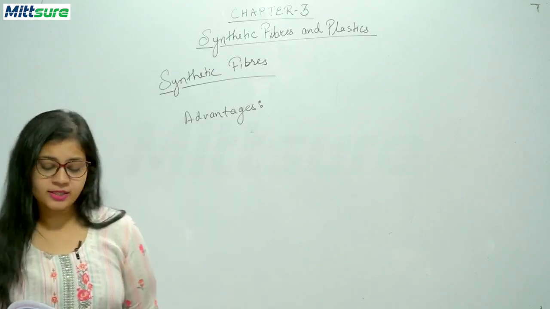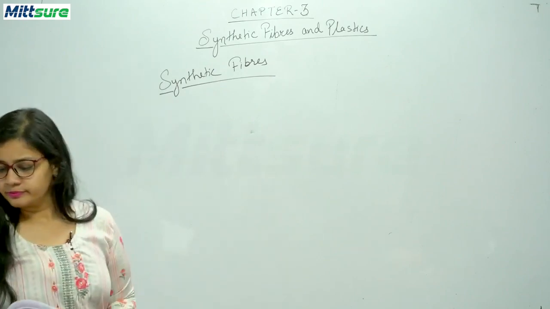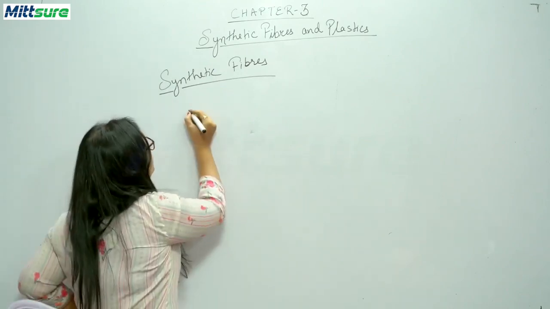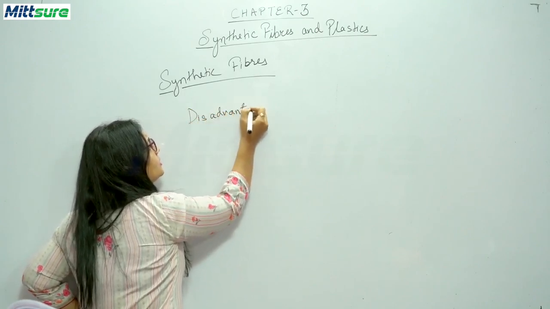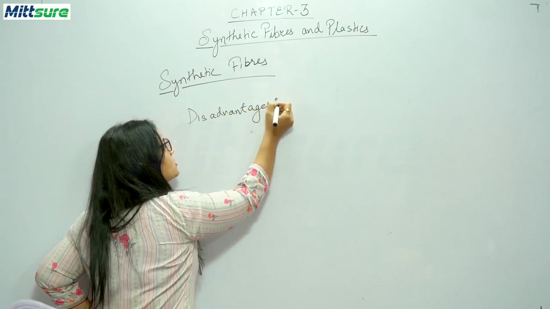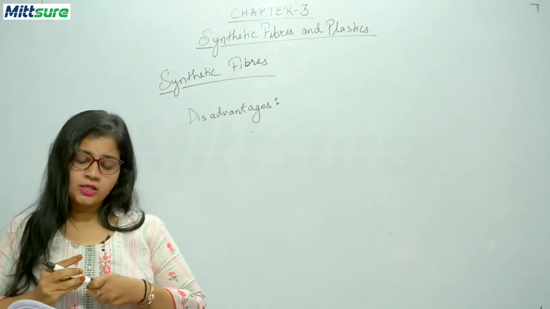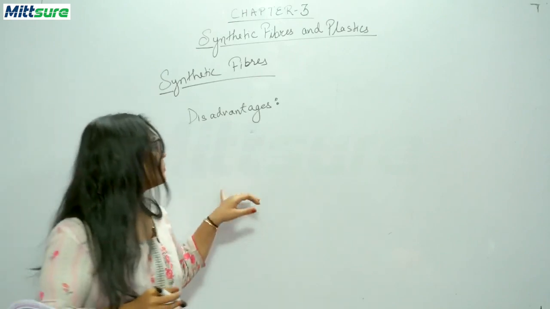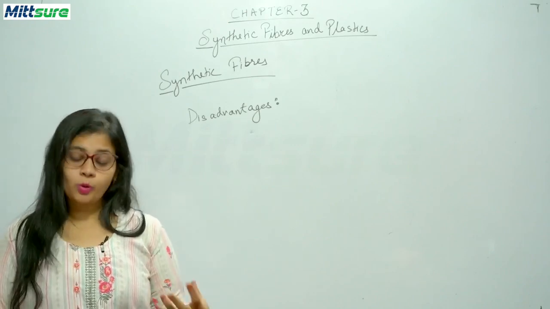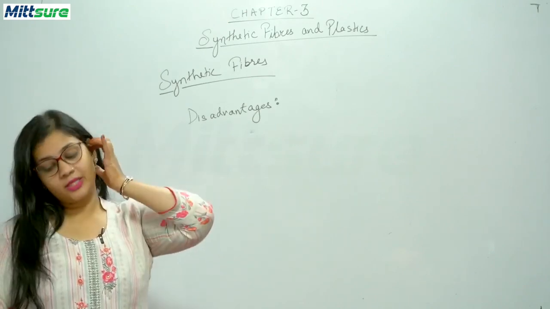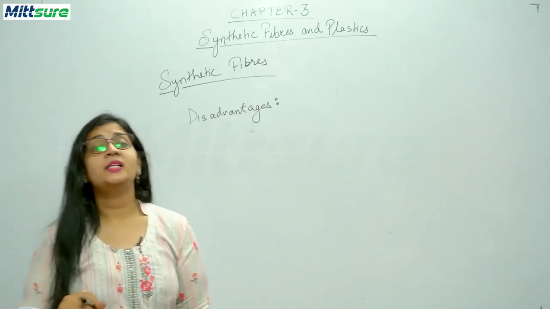Now we'll be discussing the disadvantages of synthetic fiber. Let me rub this and let me write down. Disadvantages. Okay. Now students, the disadvantages of the synthetic fibers are as follows. Most fabrics made from synthetic fibers require very careful ironing as they melt very easily.